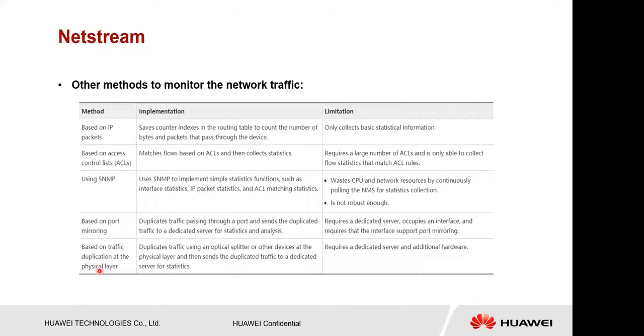And the last one is based on traffic duplication at the physical layer. We can use an optical splitter or other device at the physical layer and then send the duplicated traffic to a dedicated server for the statistic collection. However, the limitation is that we need a dedicated server and we need additional hardware. So these are some of the other methods we use, but there are some limitations based on these methods.